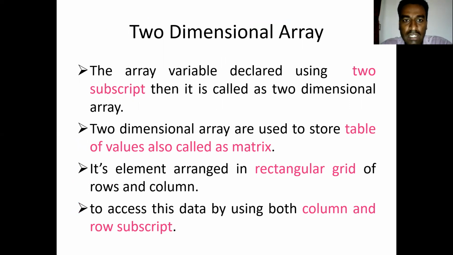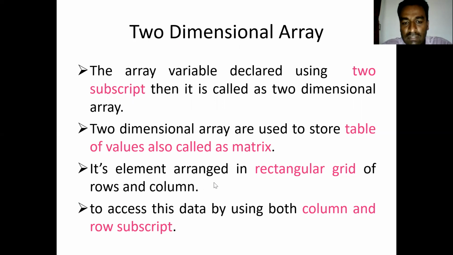So next one is a two-dimensional array. An array variable is declared using two subscripts. We already saw the single subscript, because that is a one-dimensional array. In the two-dimensional array, we use two subscripts, that means two square brackets. The first one is called the row and the second one is called the column. The two-dimensional array is used to store a table of values, also called a matrix. The elements are arranged in a rectangular grid of rows and columns.